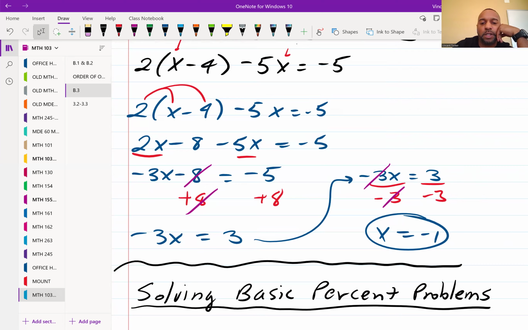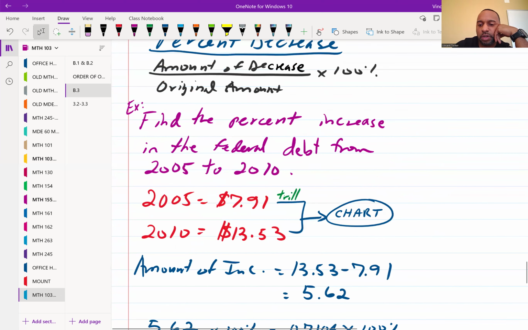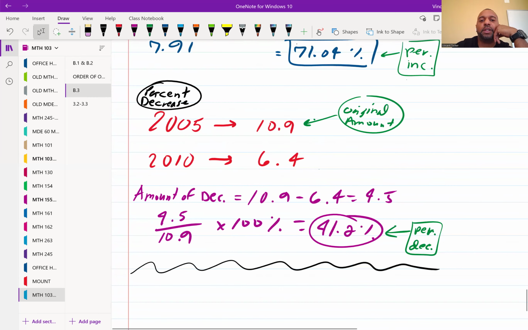All right, let's see. How many students do you want to do? Yeah, we got 20. Yeah, we should be able to finish that. All right, just want to make sure.